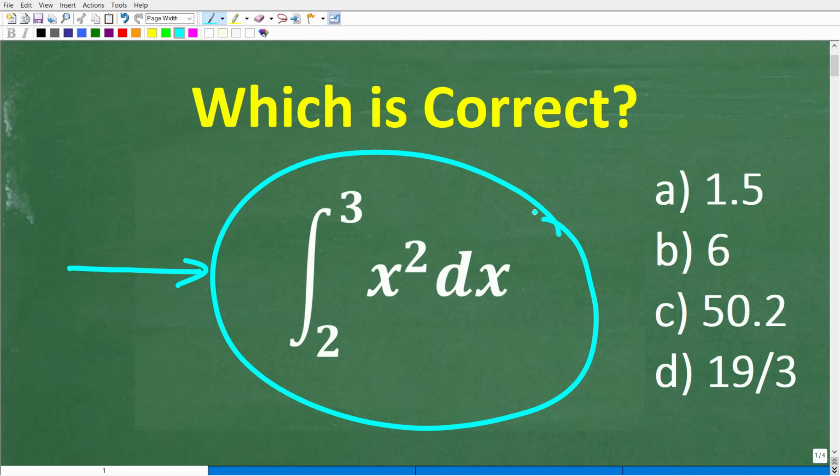But before I get into all of that, for those of you that do know some calculus, or maybe you took this many years ago, 20, 30, 40 years ago, let's see if you can remember how to do this simple calculus problem. All right, so I'm not going to tell you what it is, but the answer to this problem is over here. So A is 1.5, B is 6, C is 50.2, and D is 19 over 3.